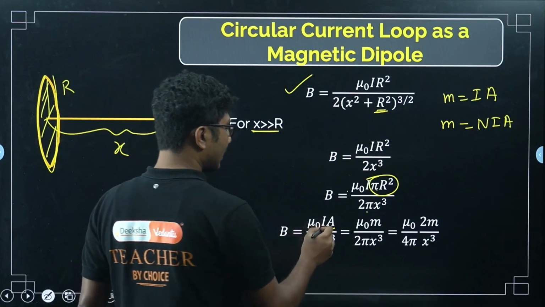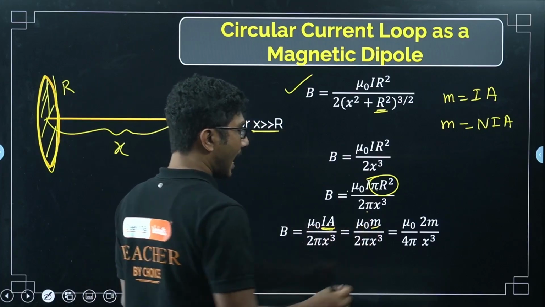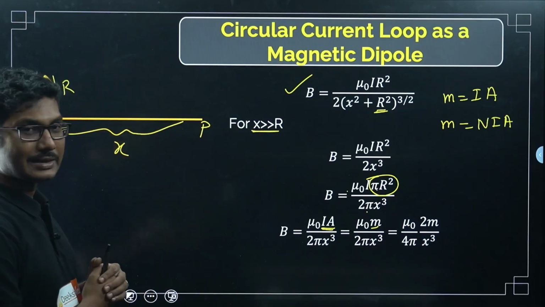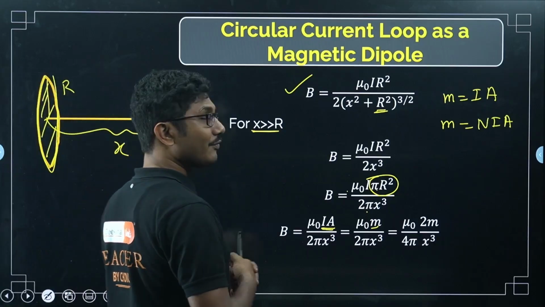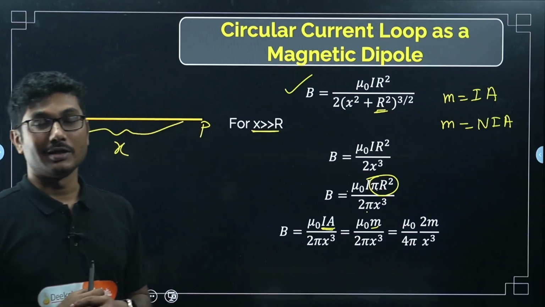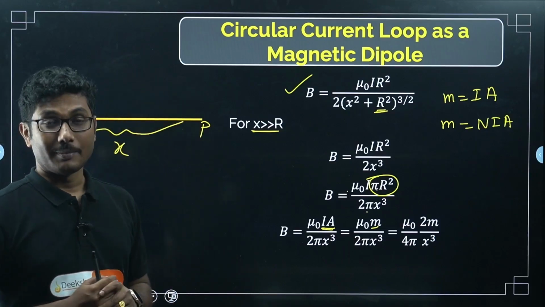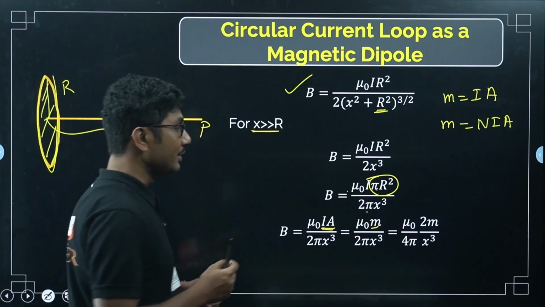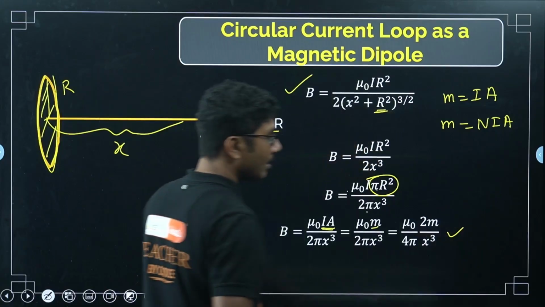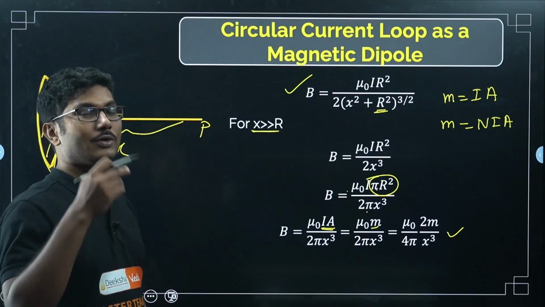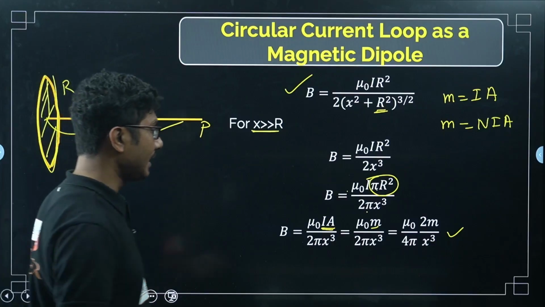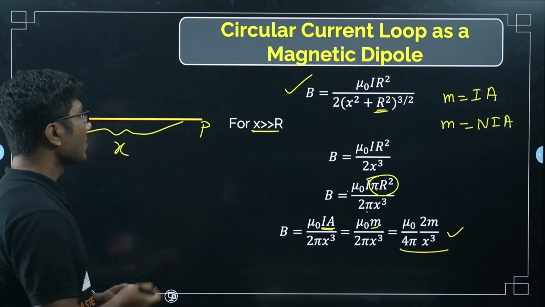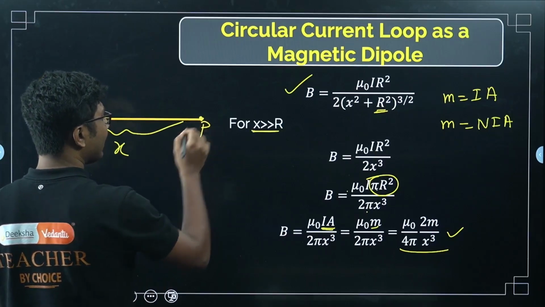So we can replace I A using m, and then rewrite this equation as mu naught by 4 pi times 2m by x cube. If you remember the formulas for the electric dipole, on the axis of a dipole or on the perpendicular bisector of a dipole, we got similar formulas: 2p by r cube in one case and p by r cube in the other. Similar to that, we are getting the formula 2m by x cube. So that is the magnetic field on the axis.